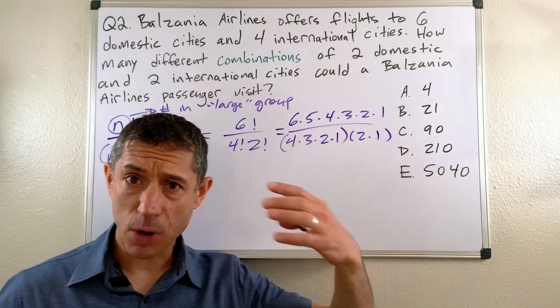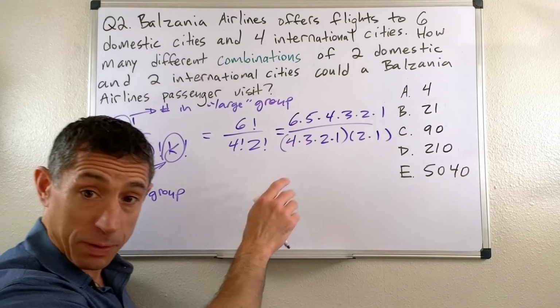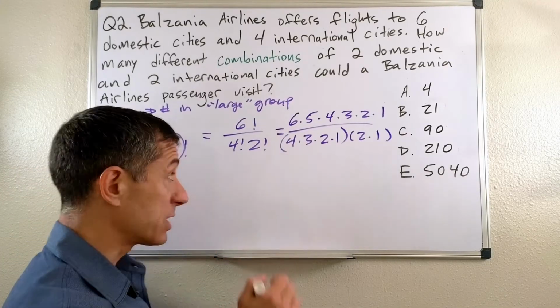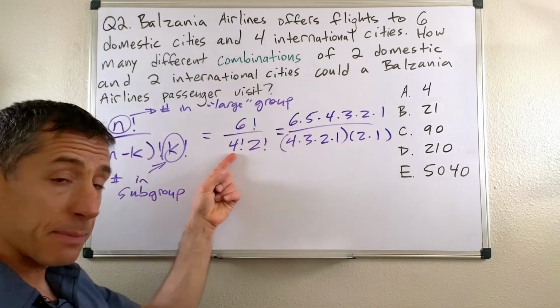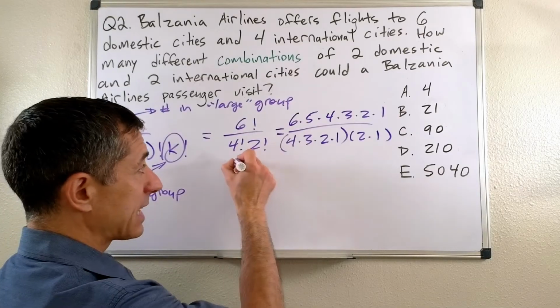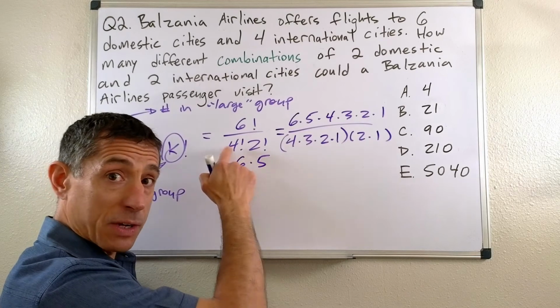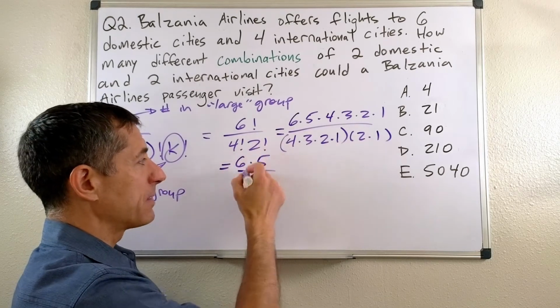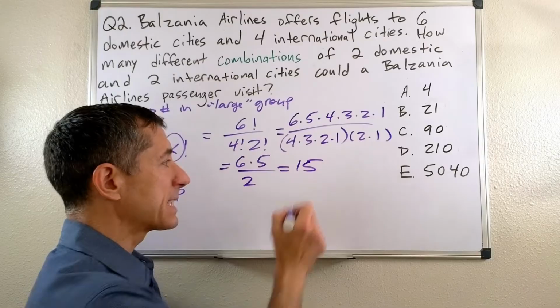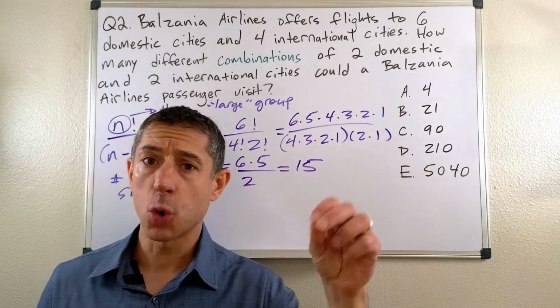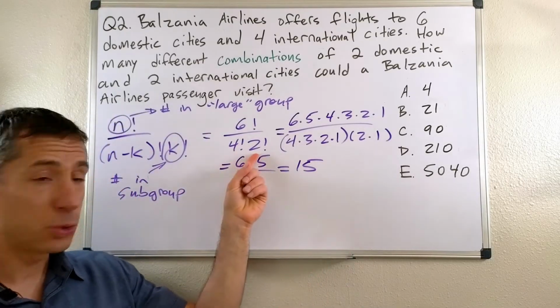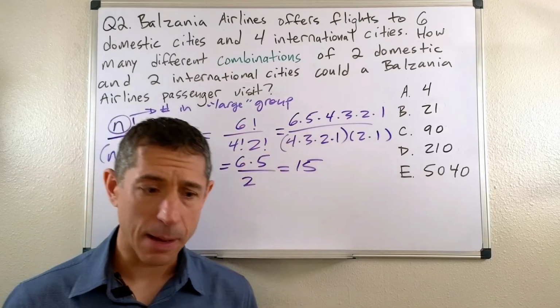As you practice these problems, if you're new to them, that's going to hopefully become second nature. I want you to think about it consciously as you're just starting out. 6 factorial divided by 4 factorial. What I could do instead is just write out 6 times 5 on top from the very start, canceling out everything from 4 downward. On the bottom, I've just got the 2. That's going to give me 15. That's the total number of ways to choose 2 destinations out of the 6 domestic options.